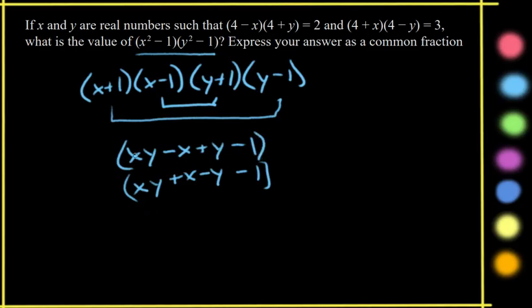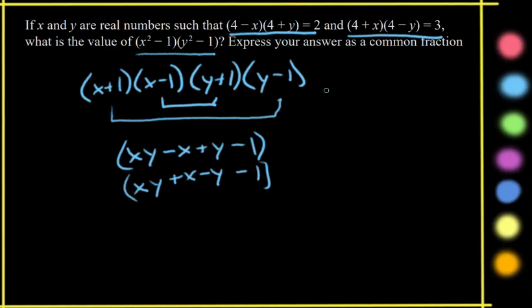One thing I'd like to point out is if we can figure out what xy is, that will be helpful to compute this. And also if we can figure out what x minus y is, because this is x minus y and this is the negative of x minus y. So if we can compute those two things, we'll be there basically. So now if we look back up at these two given expressions, we might look for ways that we can compute xy and x minus y. All right, so let's just multiply this out.